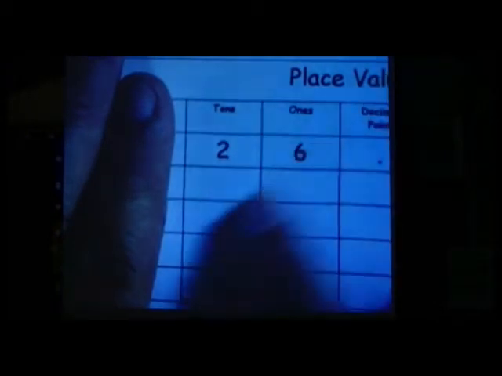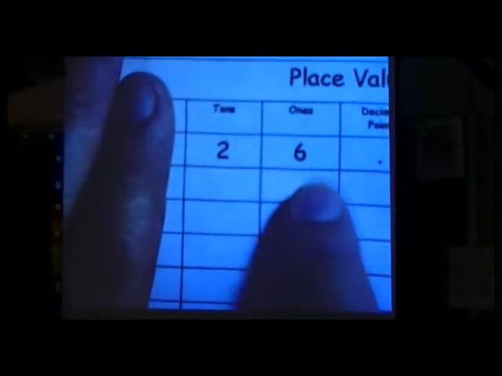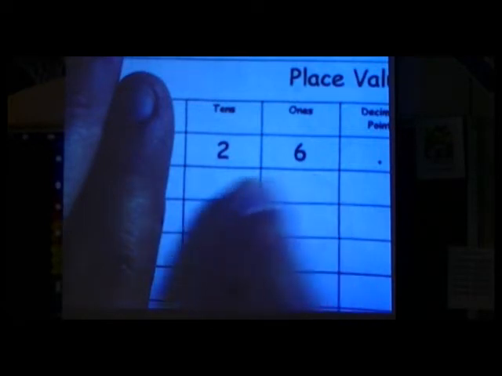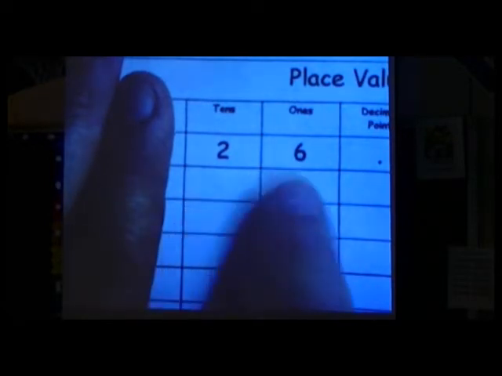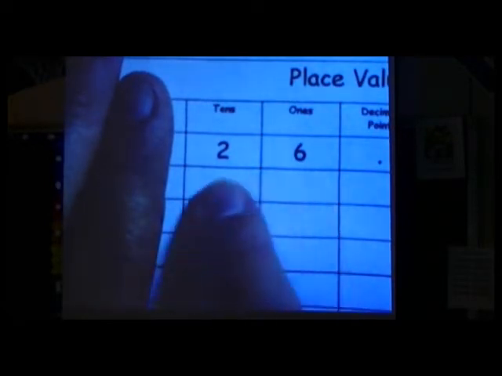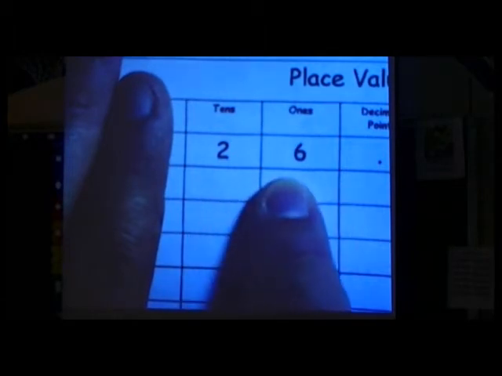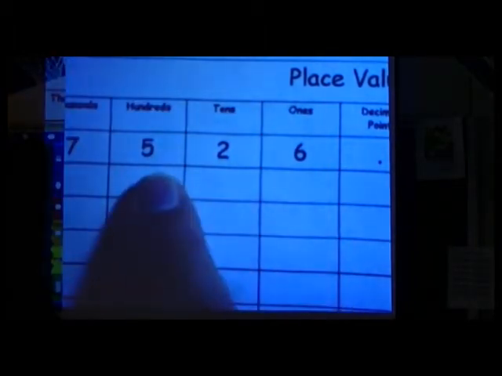Okay, if you go to the next one on the left, that 2 is in the tens place. That means that you have 2 $10 bills and 6 $1 bills. That's, let's see, 10 plus 10 is 20, and then 6 more is 26. That's how you read that number, 26. See how easy that is? Same thing for hundreds. 5 would be 5 $100 bills, and 7 in the thousands place means you have 7,000. So you would read this number as 7,526.